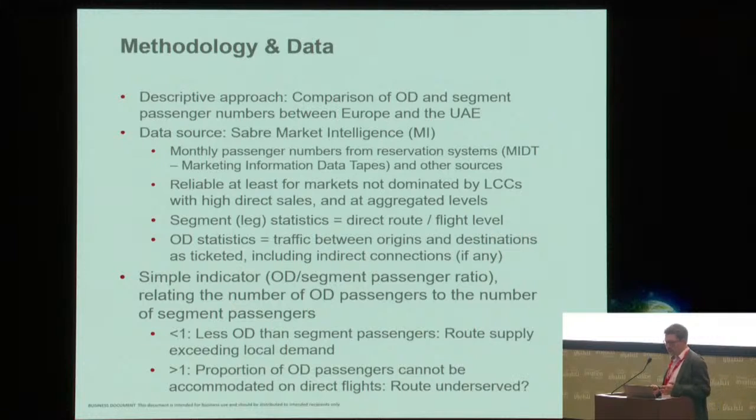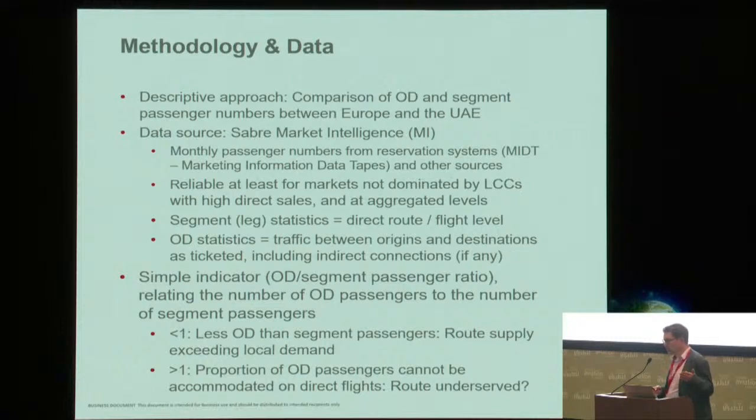And we differ between two modules Sabre offers, the segment statistics and the OD statistics. Segment is, for example, the output, for example, passenger numbers, on a specific route or flight. So all passengers sitting on a plane, for example, between London and Dubai are segment passengers on this route. And OD passengers are passengers flying from a certain origin to a certain destination as ticketed, including stopovers and connections, or at least including short stopovers and indirect connections.